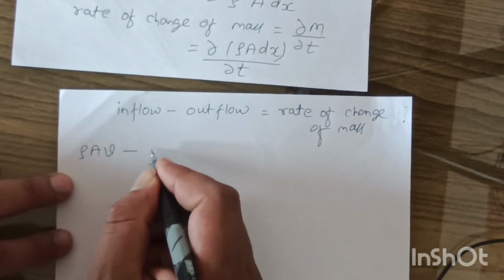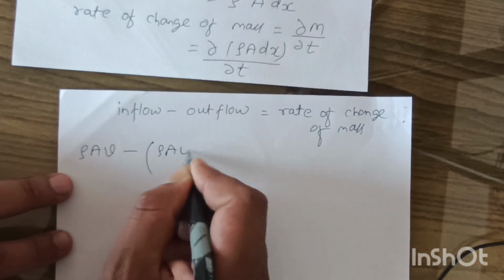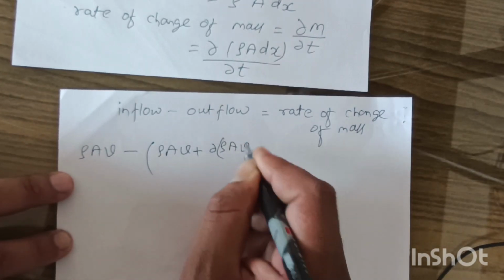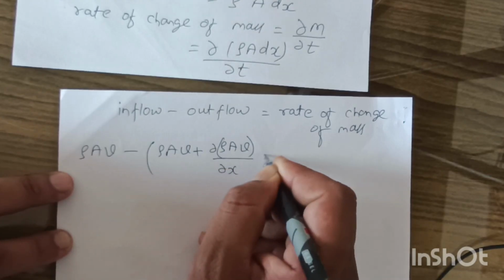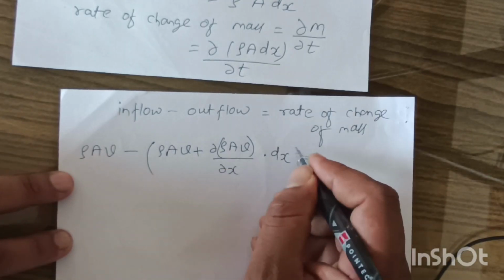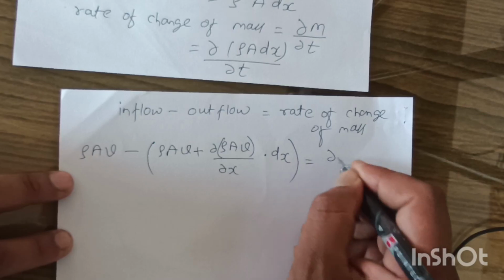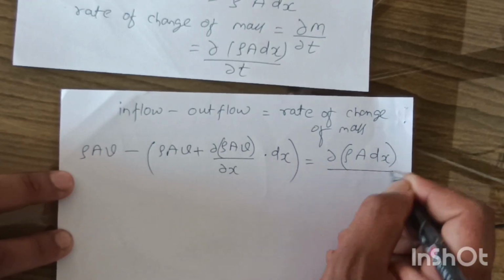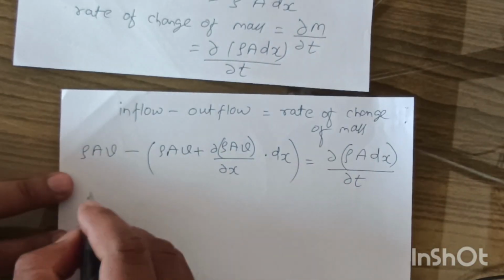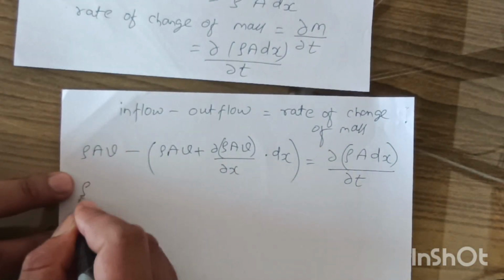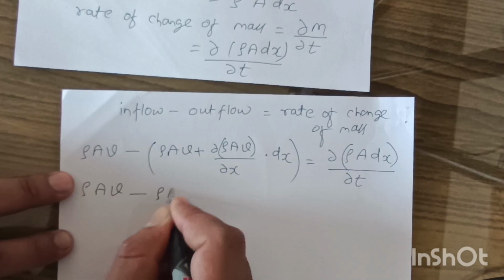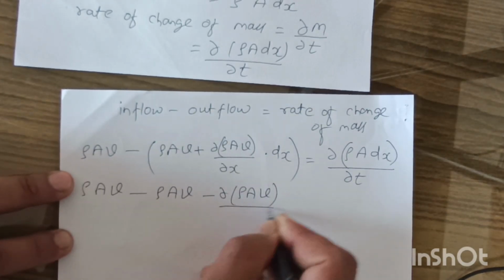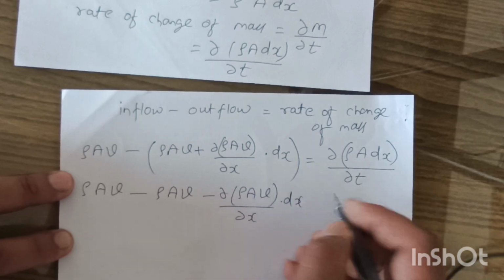Outflow is rho A V plus del rho A V by del x into dx. This outflow is equal to the rate of change of mass, which is del rho A dx by del t. This is the rate of change of mass. So let's put this minus.